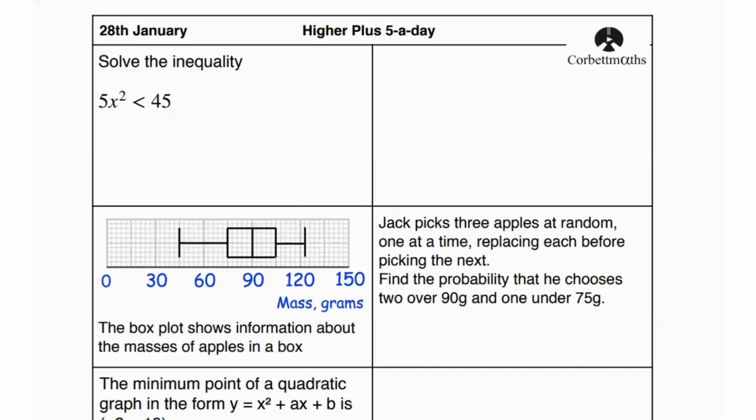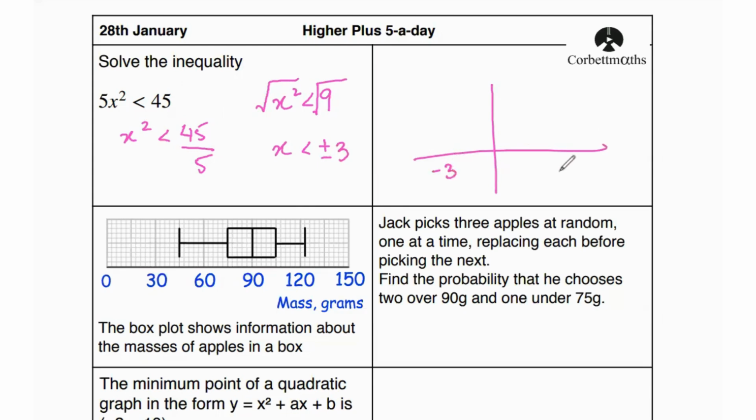First question says solve the inequality 5x squared is less than 45. So just like we do for an equation, we're going to isolate x. We divide 45 by 5, and that gives us 9. So x squared is less than 9. If you take the square root, we get plus minus 3.